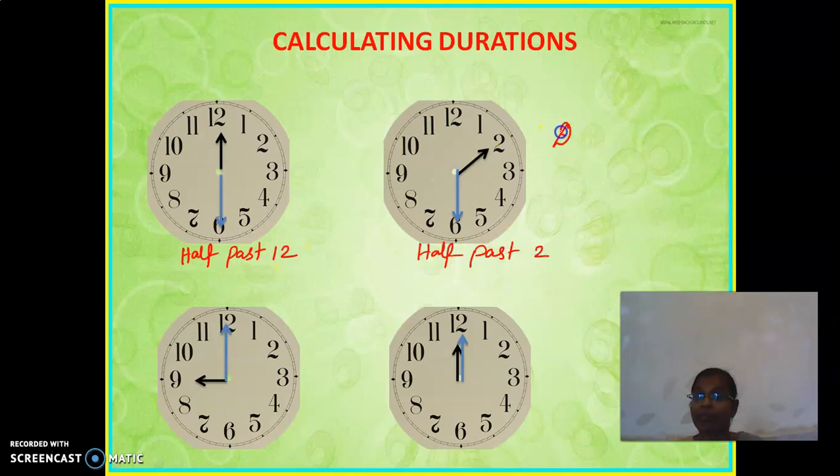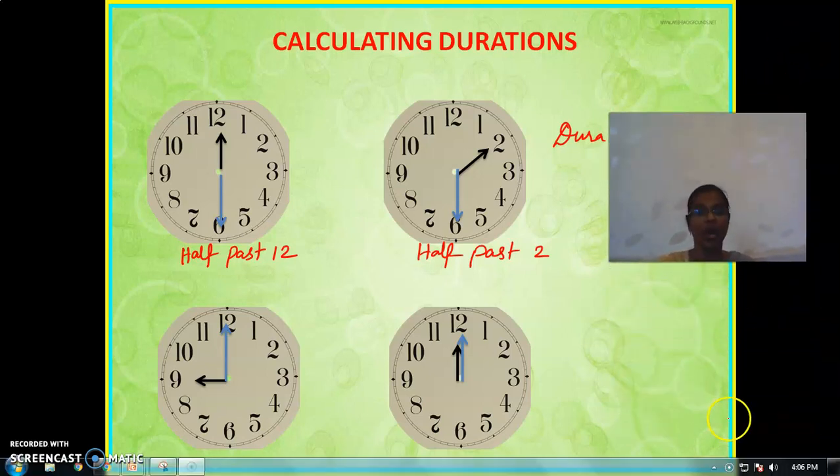Now what do I have to do? I have to calculate the duration. How long did you write your exam? How long did you take for the writing part of your exam? So 12:30, after that I have to calculate till 2. Am I right? So half past 12, then half past 1, half past 2. Then it is considered as 2 hours. The action takes place for 2 hours.